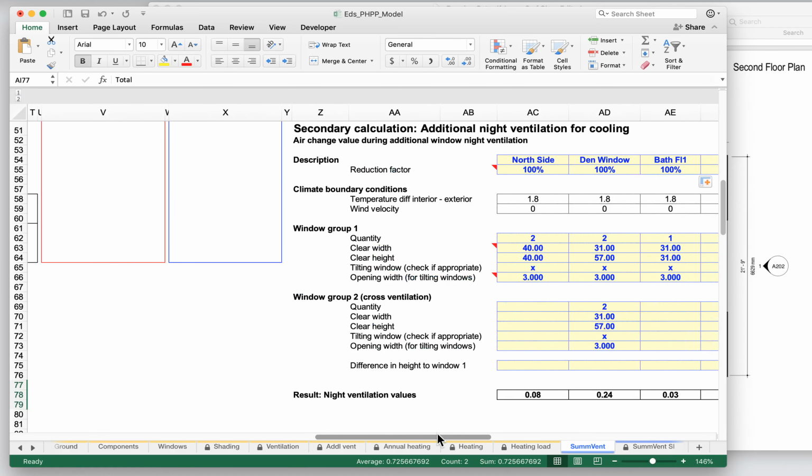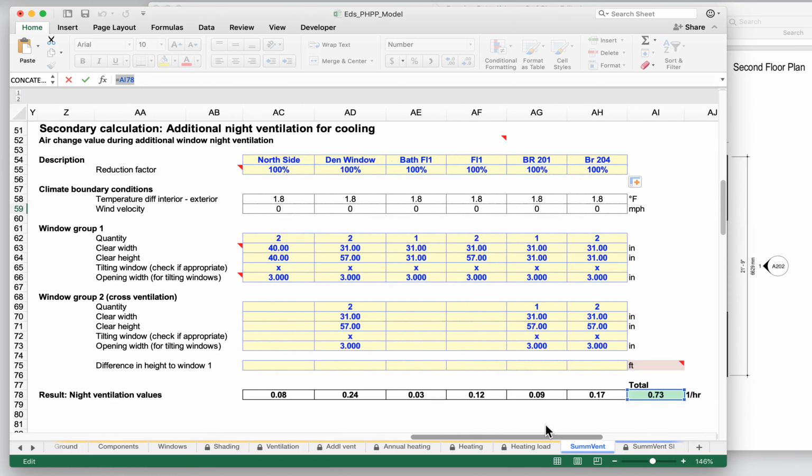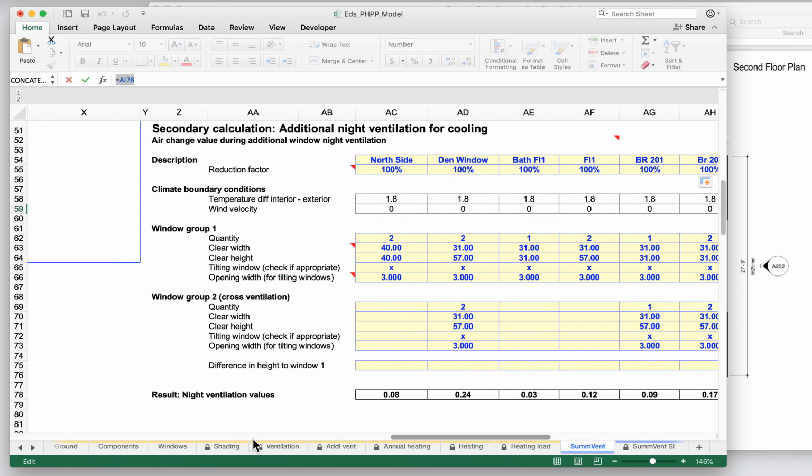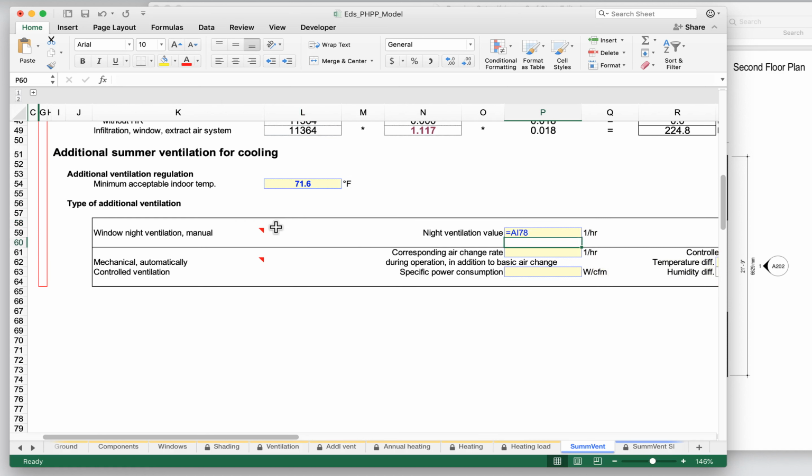And just like before, that number doesn't go anywhere by default unless you have specifically set up that link. So notice here that this is linked over to that value, 0.73, so that's going to flow through into our nighttime ventilation. So we get 0.73. There we go. So let's see what that did. There we go. So there's our nighttime ventilation.